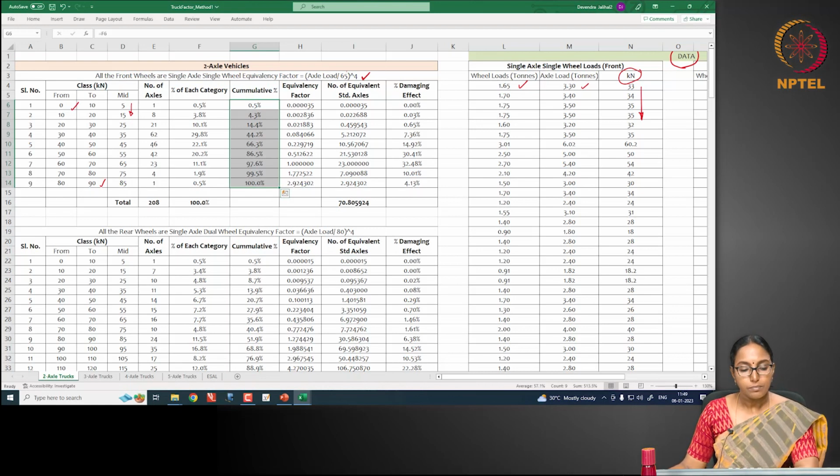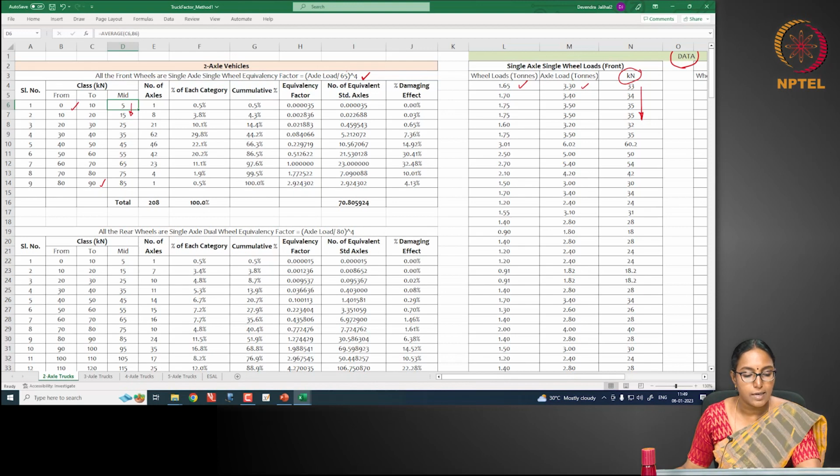Okay, so moving on. Next you have to get the equivalency factor. As I said, you consider the mid value of each load group to find the equivalency factor. For the first class from 0 to 10, 5 is your mid load group. Now the equivalency factor is 5 divided by 65 raised to 4, because 65 is the standard axle load. For the next class, 15 is the mid value, so 15 divided by 65 raised to 4 will give you the equivalency factor. Likewise, for each load group you have determined the equivalency factors.